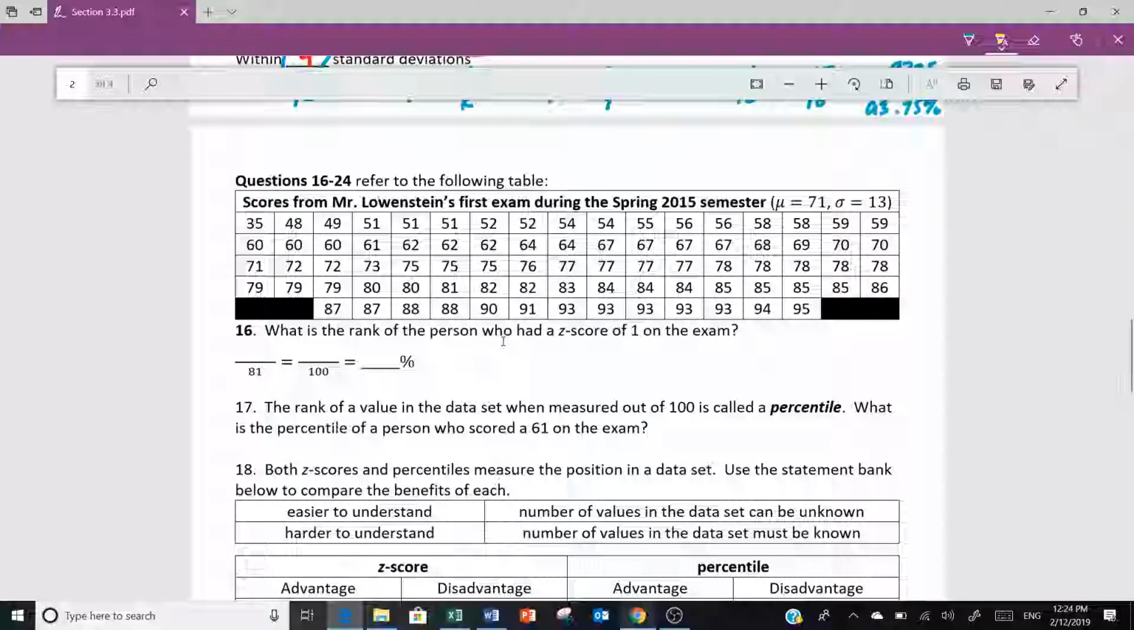So it's 84, right? The person who has a z-score of 1 would get 84. Oh, you're right, I had a typo on this. My bad. No, I was right, never mind. Sorry. Okay, what was the value that had a z-score of 1 again? 84. Where's 84?